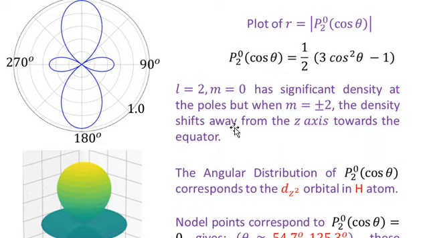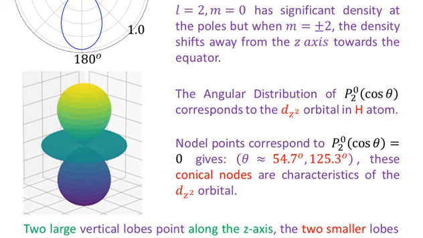Here we have discussed the m equal to 0 case. Now we are going to discuss the other two cases, which are the m equal to plus 2 case and the m equal to minus 2 case. So with the m equal to 0 case, remember, this orbital will be referred to as the dz square orbital.